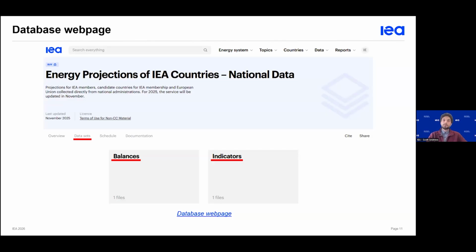Then we also publish a second data set, our indicators data set, which is where we calculate a series of indicators using the balances data that you provide, the macroeconomic data you provide, as well as some emissions data from our own greenhouse gas emissions data set. And then we put those together to calculate a set of indicators to show not only the energy and supply trends, but also trends like techno-economic indicators and so on.